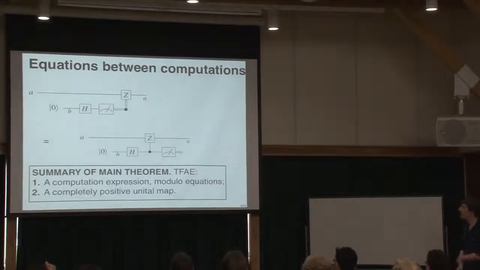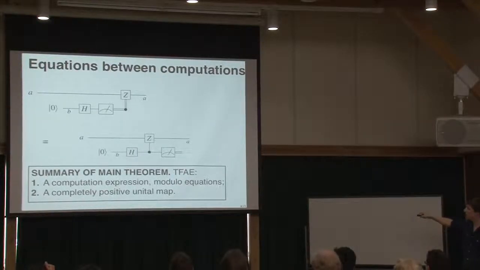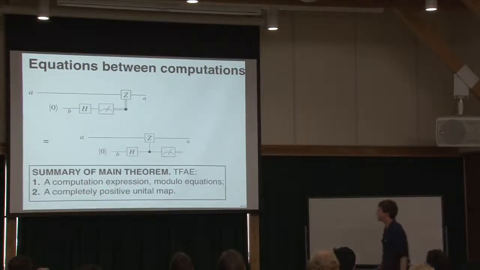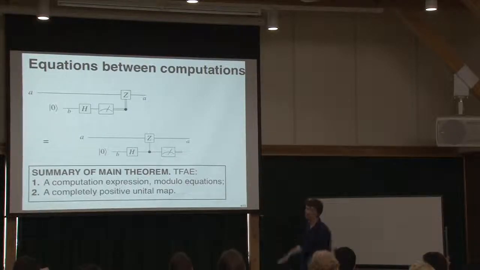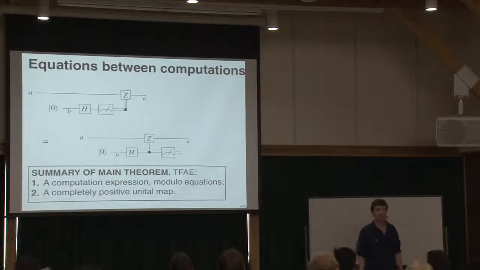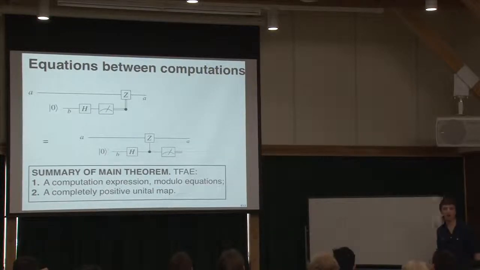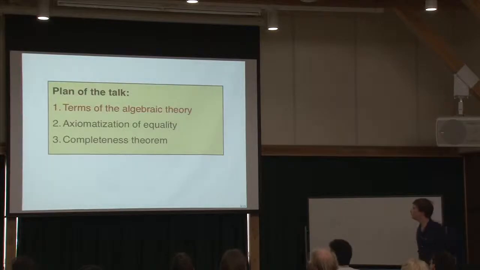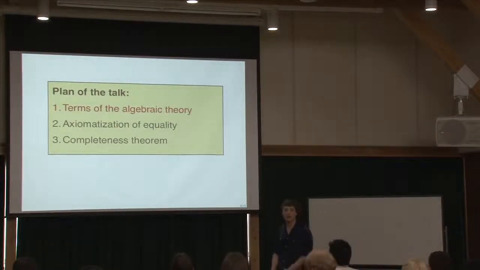So a summary of my main theorem is that the following are equivalent. First of all, a computation expression modulo the equations that I'm going to show you. And secondly, a completely positive unital map between C-star algebras. I'll be more precise about that later, but I want you to understand what the main result is. So let me go into some detail.